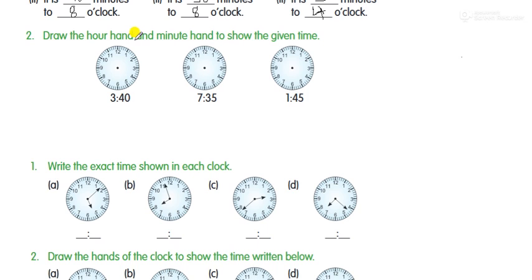Draw the hour hand and minute hand to show the given time. Here 3:40, so draw the watch here. It's 3:40. Up to here is 30, 35, 40. So it's 3:40. Next, 7:35. Next draw 7 o'clock. Next 7:35. Then 1:45.